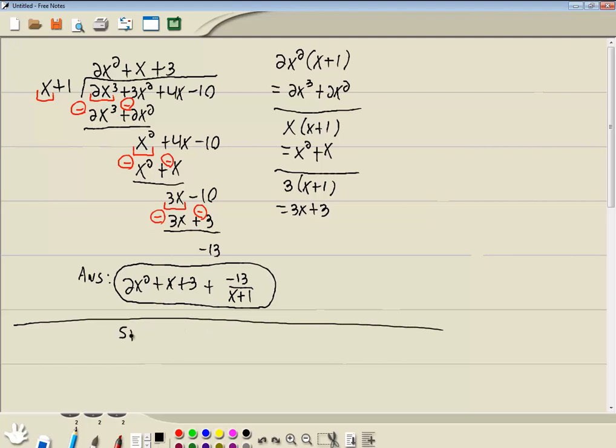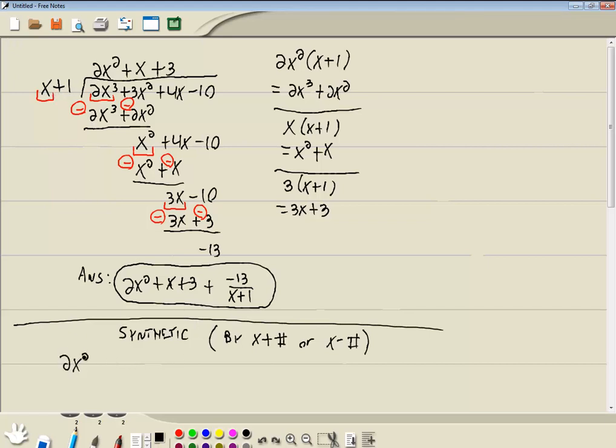Now let's take a look at synthetic division, which we could use for this problem. You cannot do it for every problem. You can only use synthetic division when you're dividing by x plus a number or x minus a number, like x plus 3 or x minus 5. If you were dividing by 3x plus 2, where there's a number in front of the x, you could not use synthetic division. If you're dividing by x squared minus 7, you cannot use synthetic division. So it's very particular when you can use it. But in this case, we're dividing by x plus 1, so we could use it.